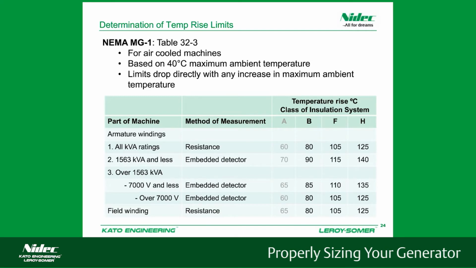If we have a lower kVA or a lower voltage, we can have a 10 to 15 degree increase in the measurements with the embedded detector. This is because the embedded detector is measuring a hot spot, and it's right inside the slot, which is typically the hottest point. The resistance is measuring an average of the overall coil, so we're allowed a little bit more per NEMA in the hot spot than we are for the average.